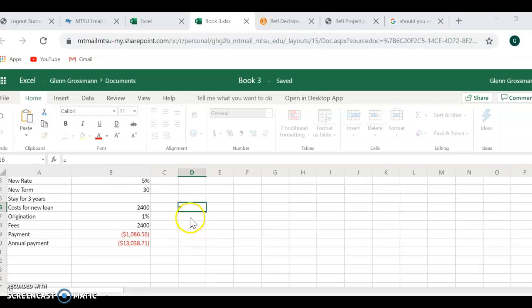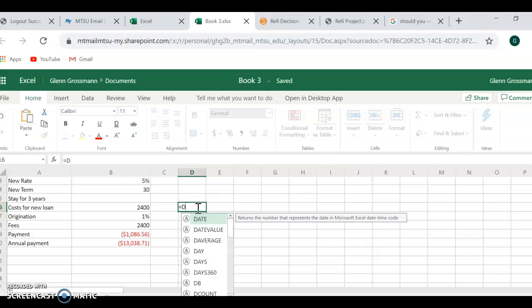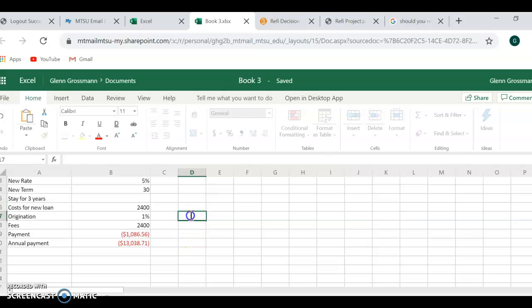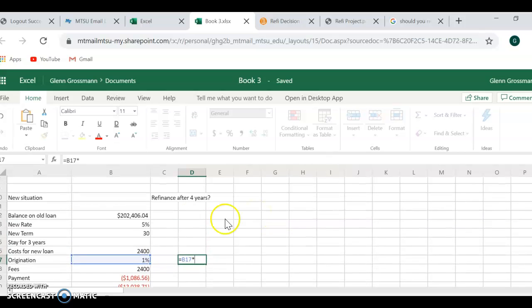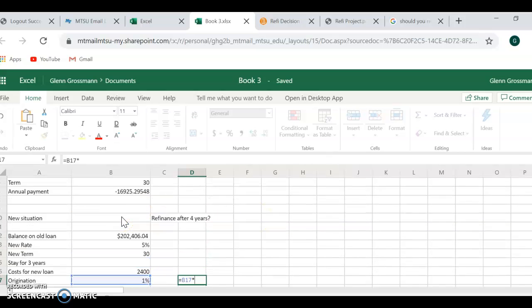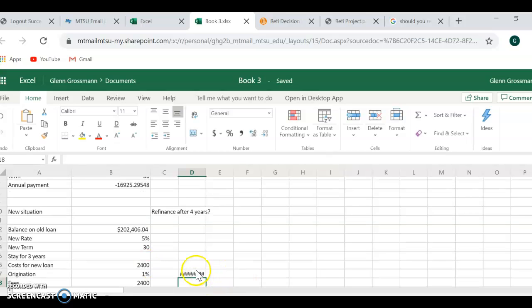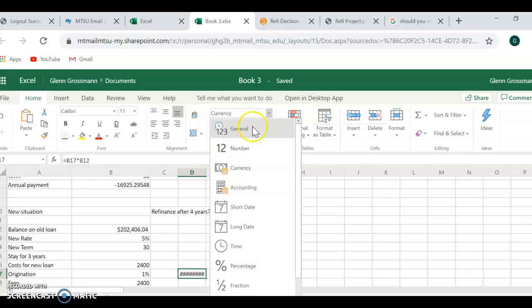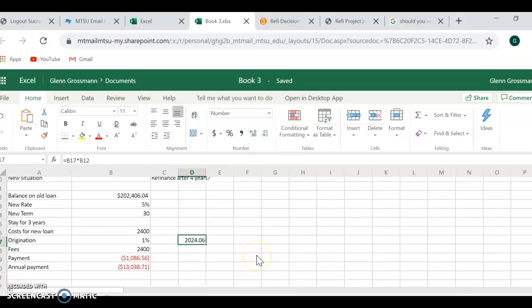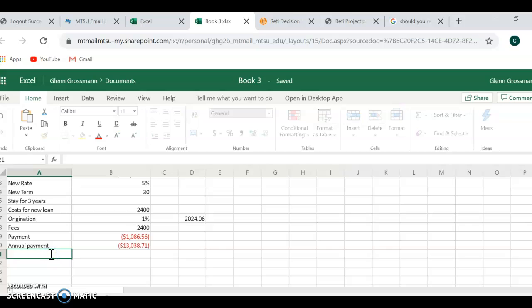So for our origination fee that the bank is giving us, we're going to do equals 1% times our balance on the old loan. And then for... let's go ahead and set this up.